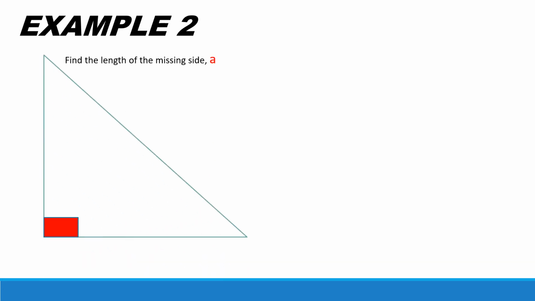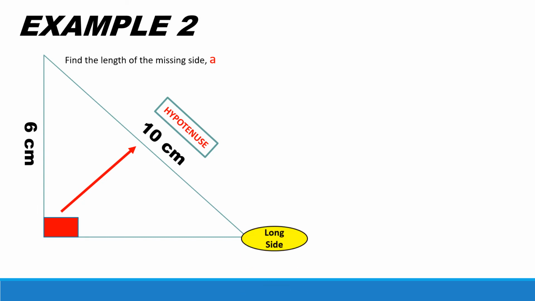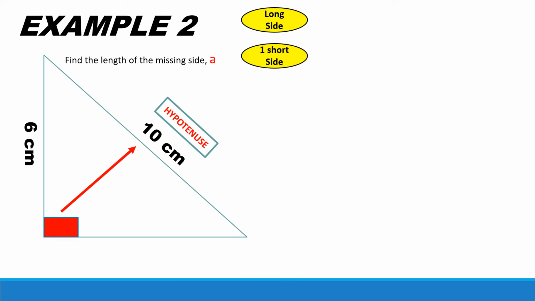Our second example, we're going to find the length of a missing side. Here is our right angle triangle. This has sides of 6 centimeters and 10 centimeters. The side that is opposite the right angle is known as the hypotenuse. So that means we're trying to find the missing side and it's short, and we're going to label that as one of the letters A or B. So here we have a long side and we have a short side.